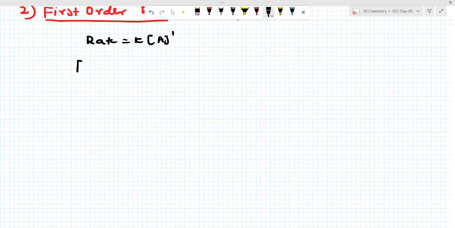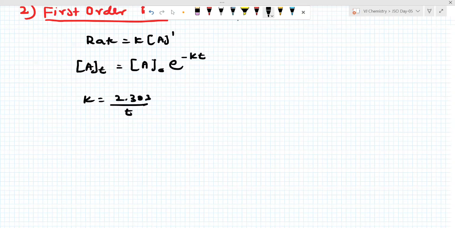Please note this equation. What is A at time t? Concentration at the respective time. What is A naught? Initial concentration, and e power minus Kt. This is very, very important. Now, what is the logarithm formula? K is equal to 2.303 by t into log of A naught by A. Now, this formula is very important. This is the formula for the first order reaction.